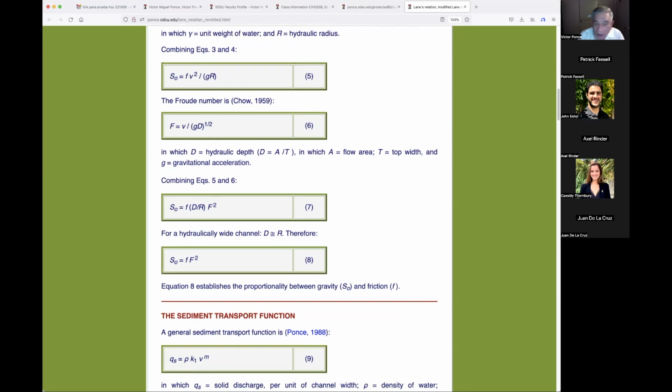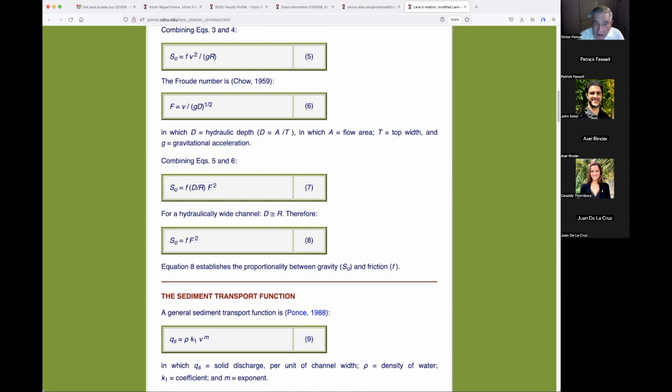And then for hydraulically wide channel, because hydraulically wide channel is the first step in the analysis. That's where we're going to start. We later get to the hydraulics for the shape of the channel of any shape. For the hydraulically wide channel, D is equal to R, or rather similar or very close to R, and therefore we get this equation, which I call very pompously, or without any humility, I call it the Ponce equation, the Professor Ponce friction equation.